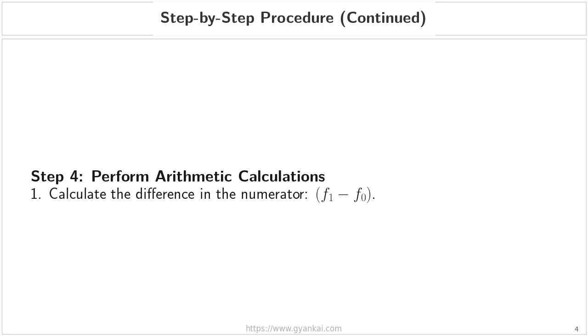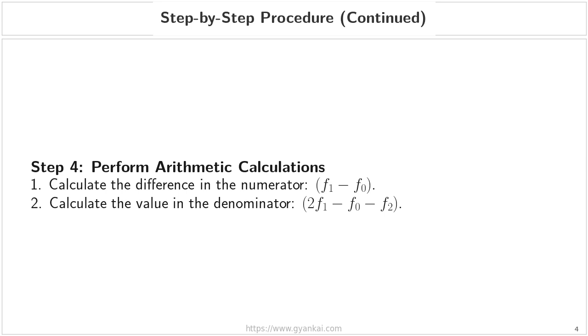Step-by-step procedure continued. Now that we have our values extracted and plugged into the formula, we reach the final and most critical stage. Step 4, performing the arithmetic calculations. To avoid errors, you must follow the mathematical order of operations very strictly. First, focus on the top part of the fraction, the numerator. You need to calculate the difference between the frequency of the modal class and the frequency of the preceding class, which is F1 minus F0.